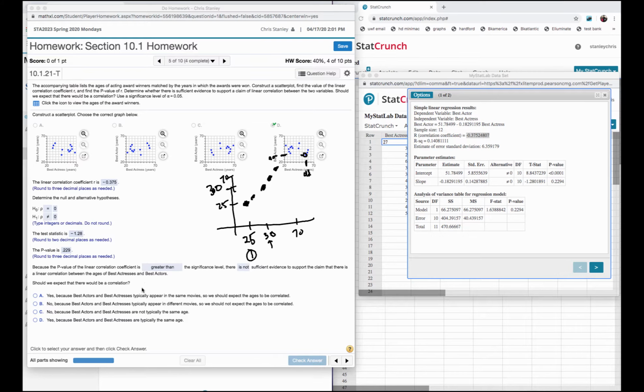Would you expect there to be a correlation? I wouldn't expect it. They typically appear in different movies. I would say that's true. So this girl this year was probably not in the same movie as that guy, so you wouldn't expect them to be the same age. So hopefully you follow that logic. Some of this stuff is common sense.